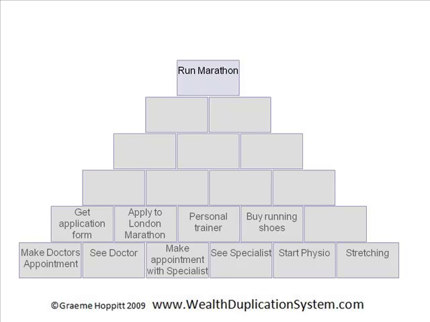First of all, I knew I had to make a doctor's appointment because I was injured already. I knew, therefore, I had to see the doctor. I knew that because of the injury, I'd probably need to see a specialist. So my next step would be to make an appointment to the specialist. The next step would be to see the specialist, then to start physio. I knew I'd have to start stretching, get an application form, apply to the London Marathon, maybe get a personal trainer. I definitely needed to get some new running shoes. So all I did was write down some simple steps that I could see at this stage.